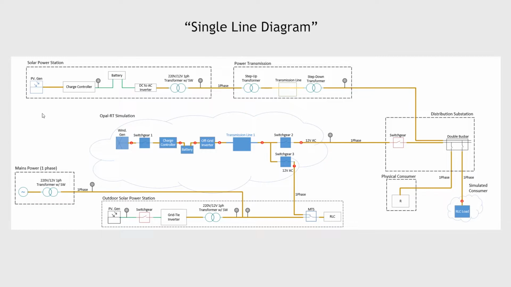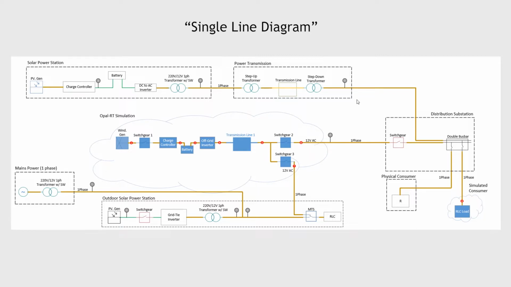The indoor PV system works in off-grid mode and, through the physical power transmission, supplies the simulated RLC load implemented in the Opal-RT simulator. The outdoor PV system works in on-grid mode and is synchronized to the mains grid via a grid tie inverter. The simulated wind generation source, implemented in the Opal-RT simulator, has two branches. One of the branches supplies the physical load on the output of the physical distribution substation, and the second one supplies another physical load on the output of the manual transfer switch.